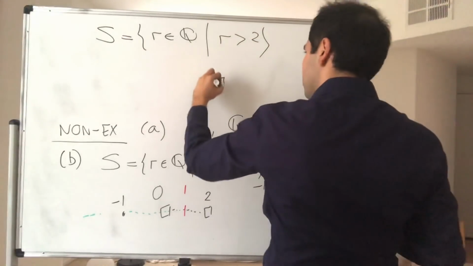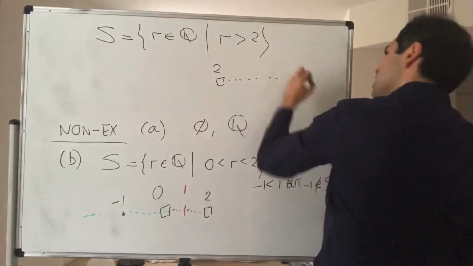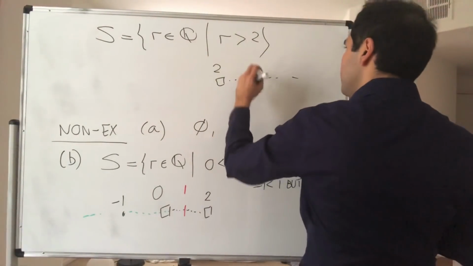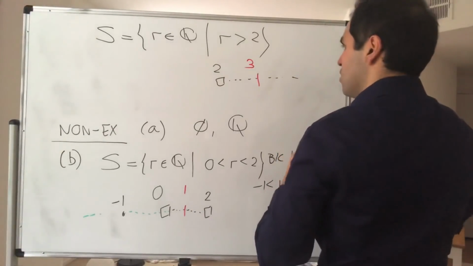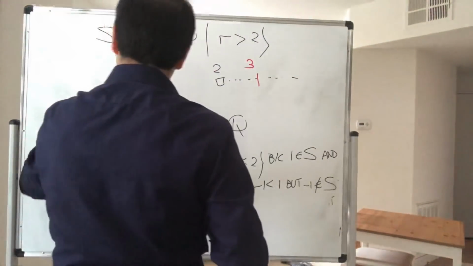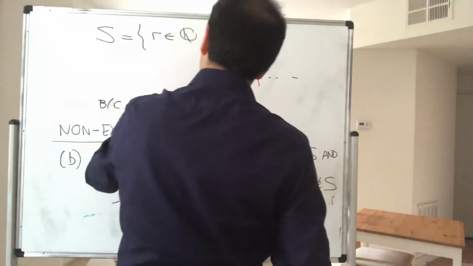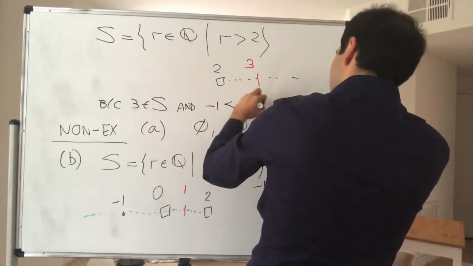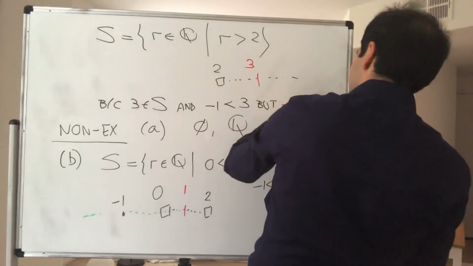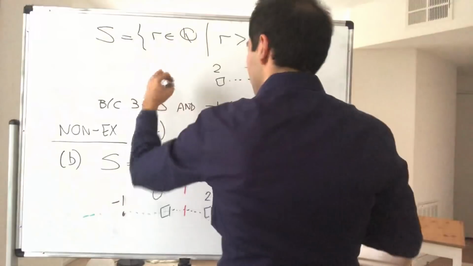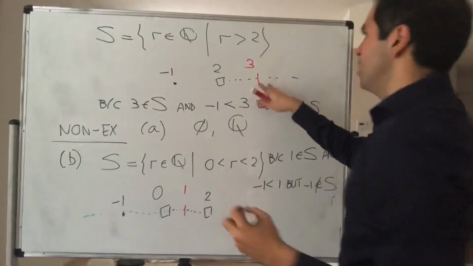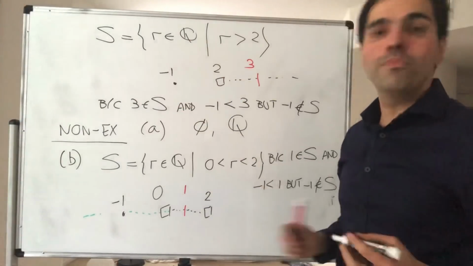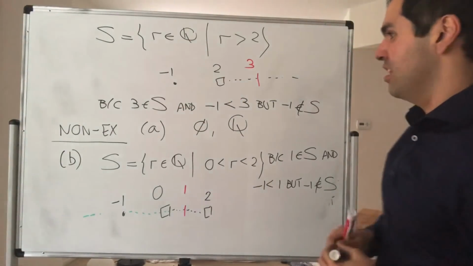So again, this is 2, and this is all the elements in S, because, for instance, 3 is in S, and -1 is less than 3, but -1 is not in S. So again, you have an element in S, a rational number less than it, but that rational number is supposed to be in S as well, but it's not.